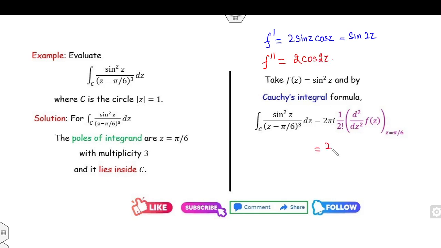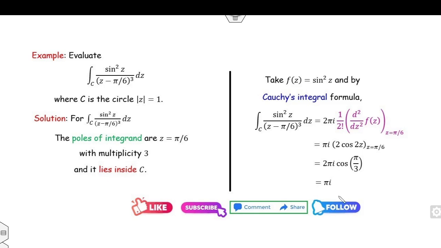So I can substitute them. It's 2 pi iota over 2 factorial, which is 2, times 2 cos of 2z at the value of pi by 6. So it's pi over 3. So that value will be pi iota into 2 times the value of cos 60 degrees, that is half. So this value will be cancelled. The answer is pi iota, which is the right answer.